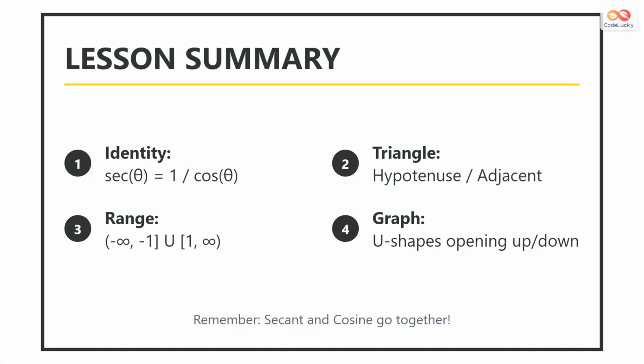To summarize what we have learned, secant is the reciprocal of cosine. In a right triangle, it is the hypotenuse over the adjacent side. Its range excludes values between -1 and 1, and its graph consists of U-shaped curves bounded by asymptotes. Keep these 4 points in mind, and you will have mastered the basics of the secant function.